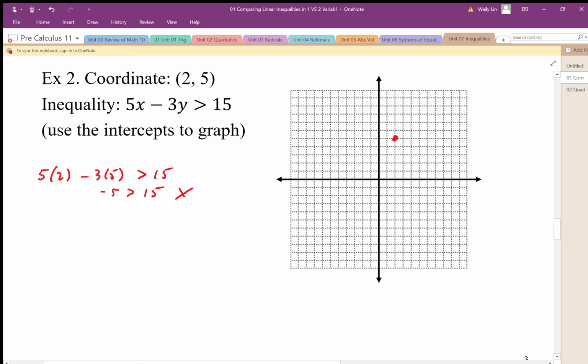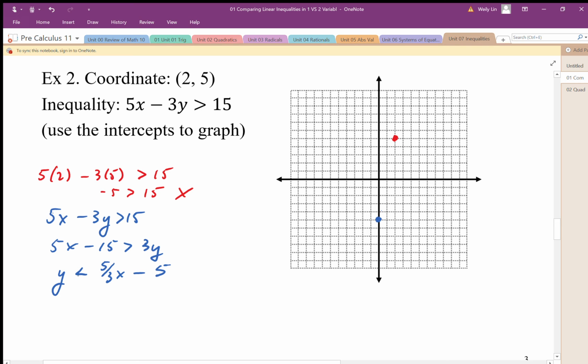Again, I want to find my area solution, so I need to know the boundary. So I'm going to solve for y here. In this case, I don't want to divide by a negative, so I'm just going to add 3y to both sides and subtract 15 from both sides. That way I don't have to divide by a negative, so my inequality sign doesn't have to flip. I'm going to end up with 5/3 x minus 5. So the y-intercept is at -5.